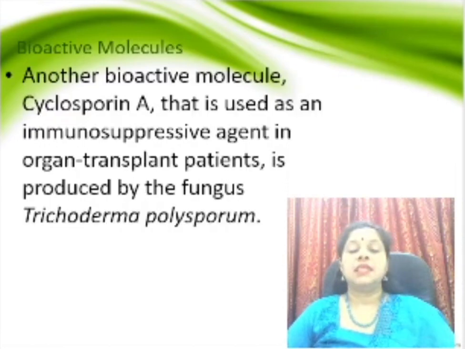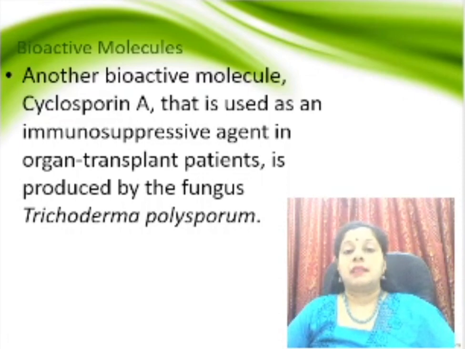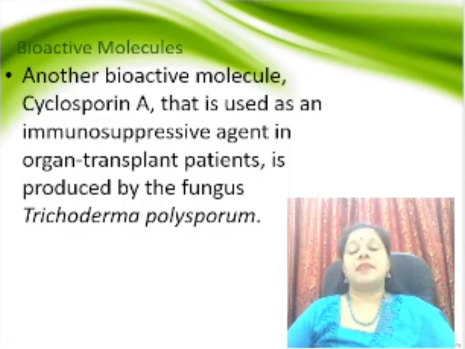So 3 enzymes we learn: lipase in detergents, proteases and pectinases in bottled juices, and streptokinase as a medicine for removing clots. Now we are talking about other bioactive molecules, that is we obtain from microbes. Cyclosporin A is one among them. It is used as an immunosuppressive agent.